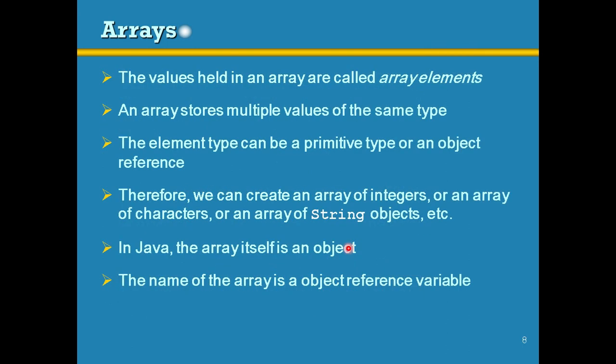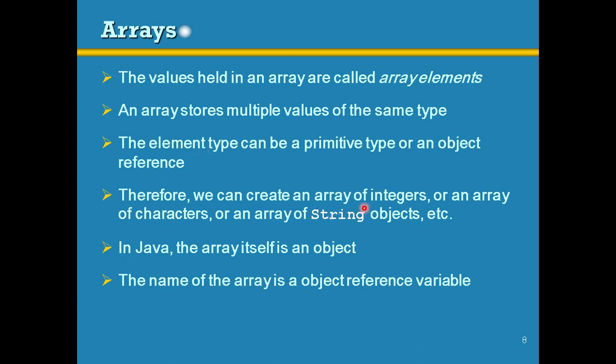Now these are some points. The values held in the array are called array elements. Already we have discussed, an array stores multiple values of the same data type. In an integer array you cannot store a string. In an integer array you cannot store characters. The element type can be a primitive type or an object reference. Primitive types like long, int, float, double, char, etc. can be the data type. Otherwise, a reference type like String can be the type.